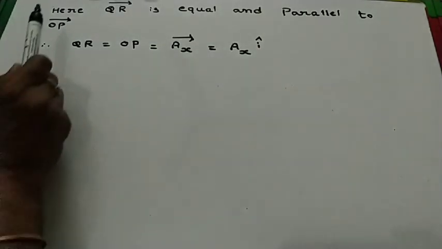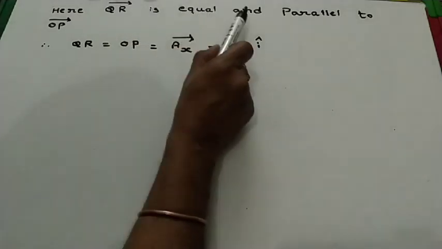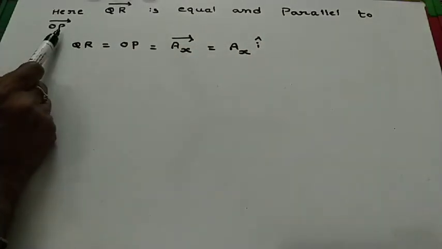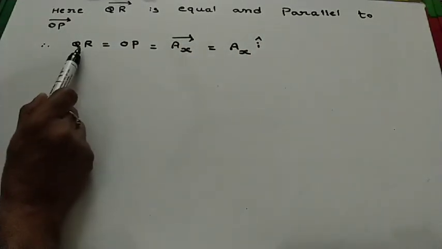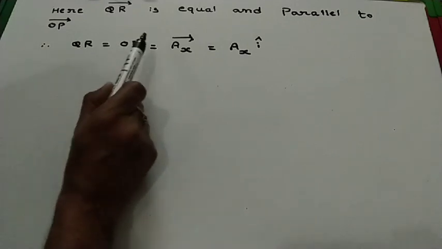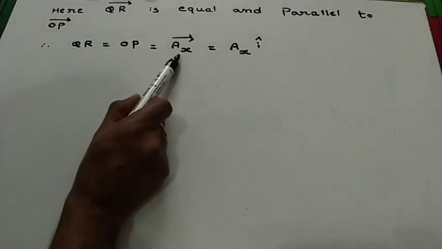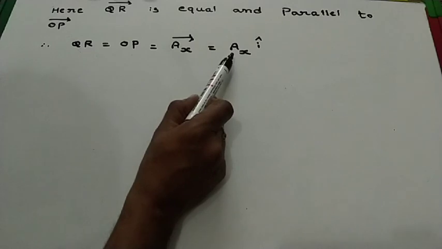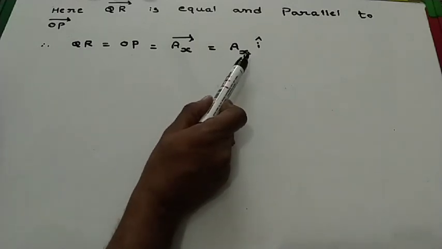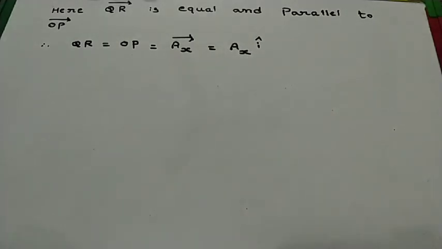Once again, here QR is equal and parallel to OP vector. Therefore, QR is equal to OP, that is equal to AX vector, that is equal to AX into I unit cap.